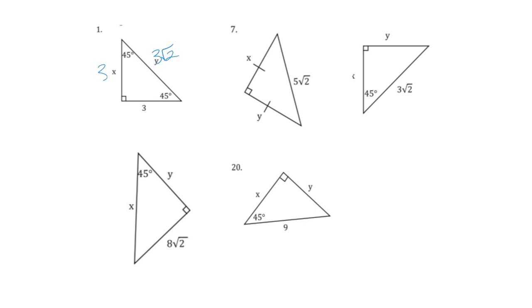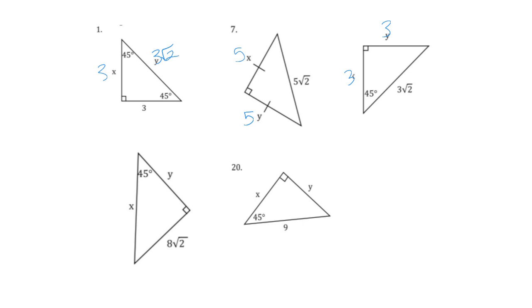All right, so on this next one here, I have a 5 root 2. It's on the hypotenuse. Since I have the hypotenuse, then I'm going to divide by root 2, which is going to play out really nicely to get to the legs. All right, same deal on this next one. The hypotenuse is already a 3 root 2, so just divide by root 2 to get the legs.